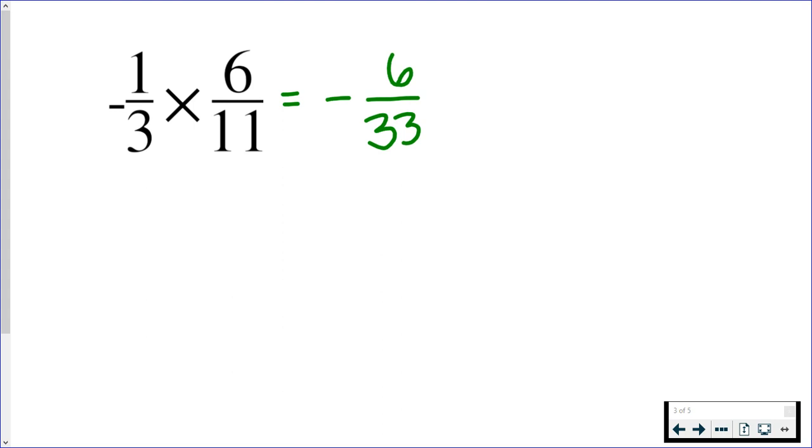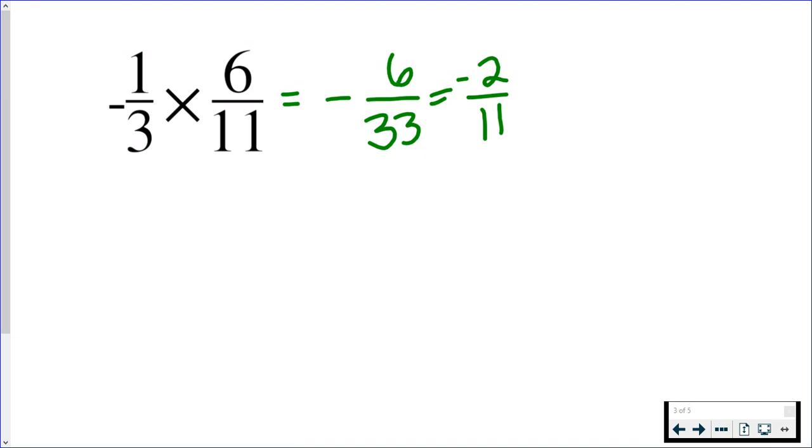Just like when you add or subtract fractions, you need to make sure that you simplify in the end if possible. 6 and 33 are both divisible by 3. So that becomes negative 2/11 when you divide both the numerator and the denominator by 3.